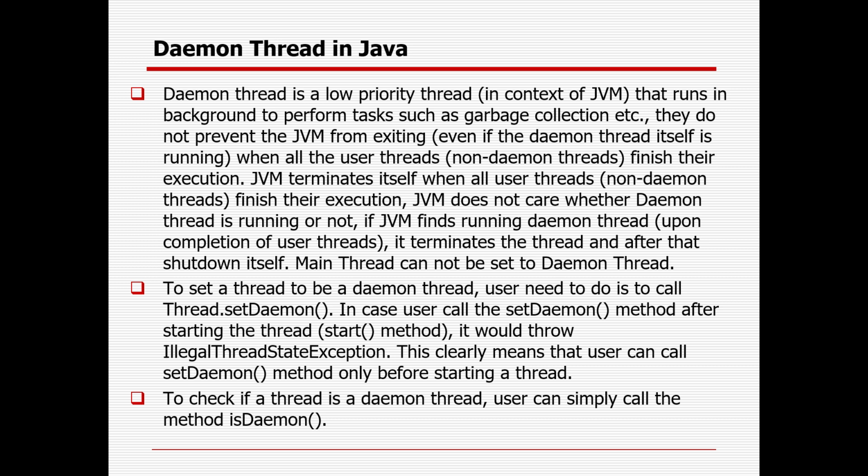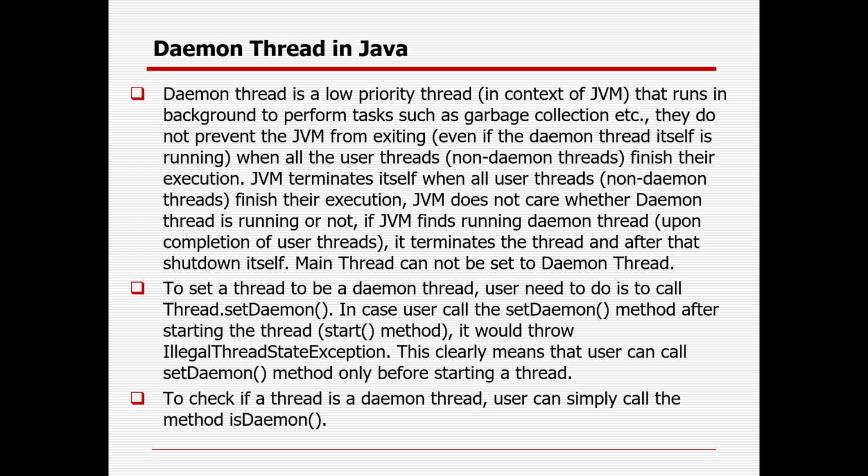I already told you in the first class that one of the important properties of Java is garbage collection. Daemon threads do not prevent the JVM from exiting when all the user threads finish their execution. The JVM terminates itself when all user threads finish. The JVM does not care whether a daemon thread is running or not. If the JVM finds a running daemon thread, it terminates the thread and after that shuts down itself.